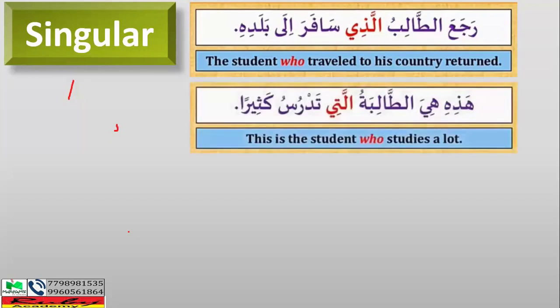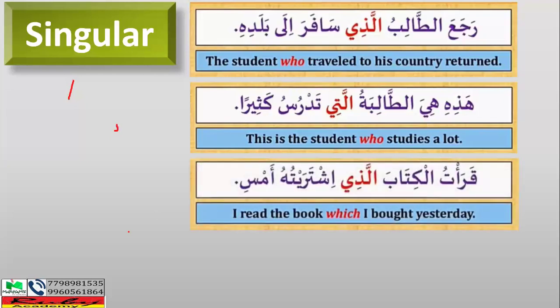Second sentence you can see. Hazihi hiya talibatul lati tadrusu kasira. Now we are talking about a talibatu, that is the girl student. So this is the student who studies a lot. Here, who is the student? Singular, feminine, human being. So here we have used allati because we are talking about the singular.